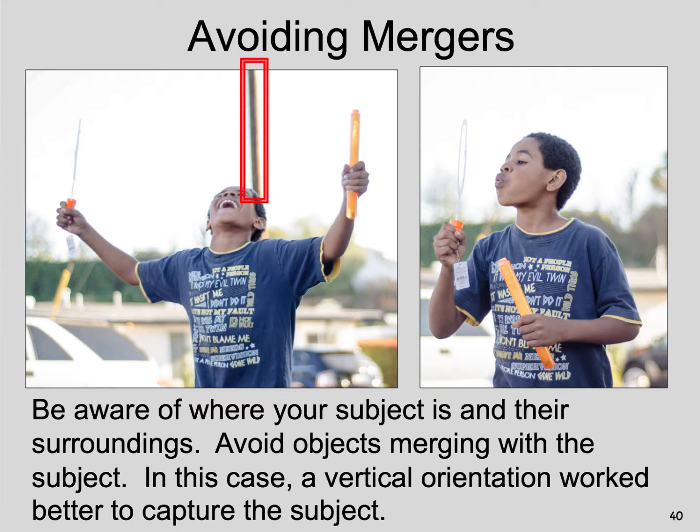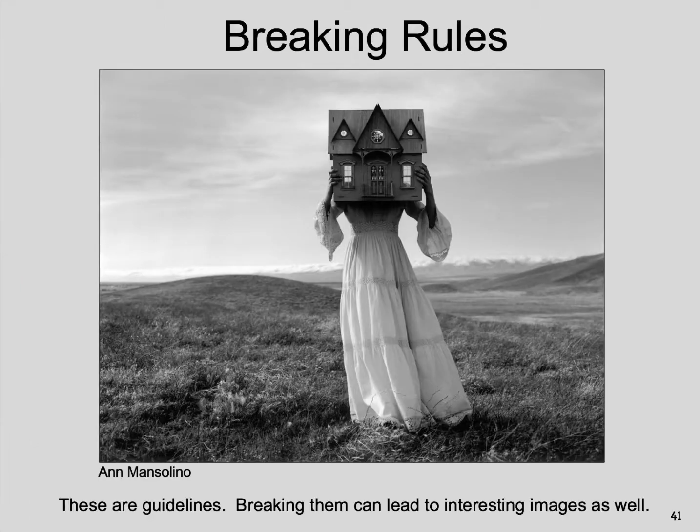Here's another example, two views of the same event. On the one on the left, this kid happens to be standing in front of a telephone pole, and the telephone pole looks like it's coming out of his head. So you want to be aware of things like this. Be aware of your subject and their surroundings. Avoid objects merging with the subject. In this case, a vertical orientation worked better to capture the subject, also moving a little bit to the side. The telephone pole isn't an issue anymore, and you don't have any weird things poking into the kid's head.